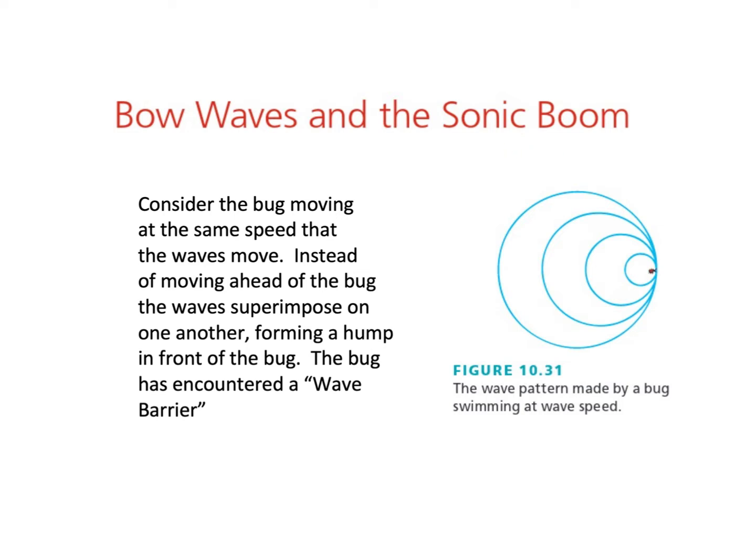But what would happen if the bug is moving at the same speed that the waves are moving? If the bug is moving at the same speed, the waves would not be able to get out in front of the bug. And so they would be completely compressed on the side that the bug was moving, and they would spread out on the other side. And that would create what's called a wave barrier, because if the bug is moving at the same speed as the wave, the bug can never get ahead of the wave. And if you were over here somewhere, you would not be able to hear the waves at all until the bug got close enough to you that essentially the bug got past you.